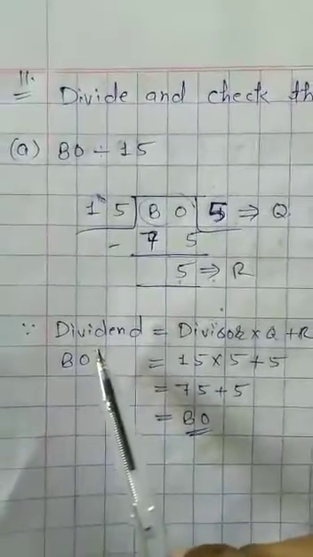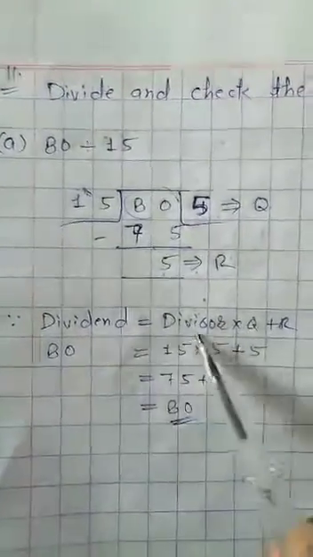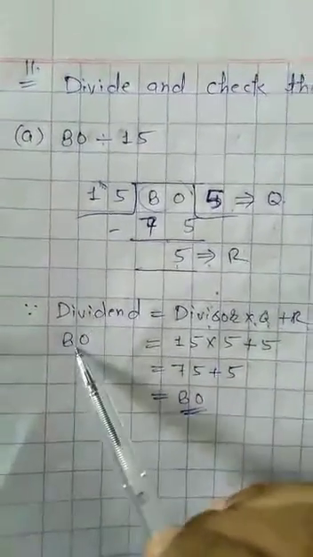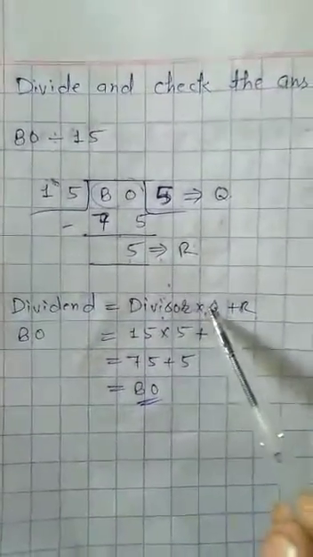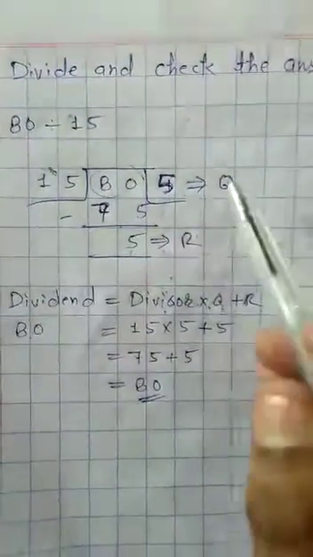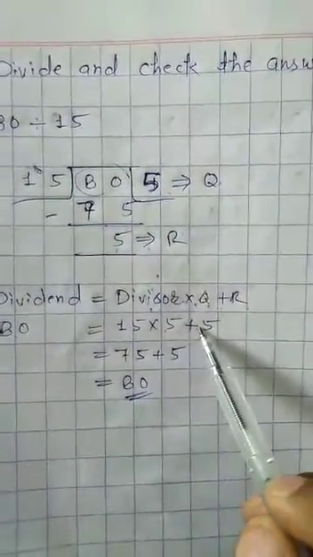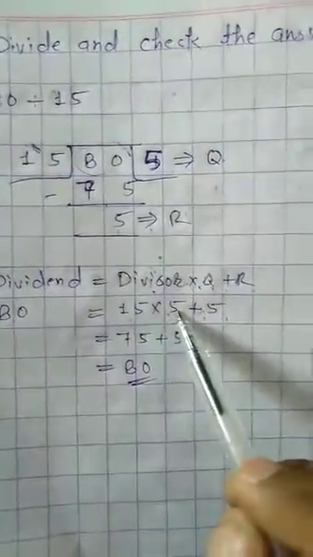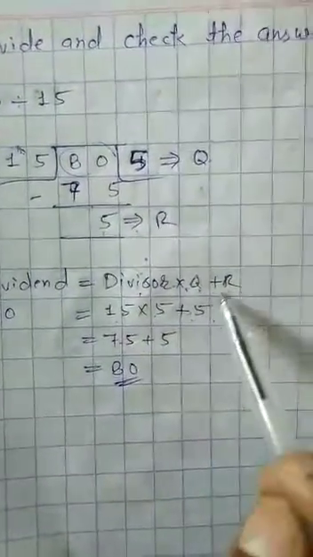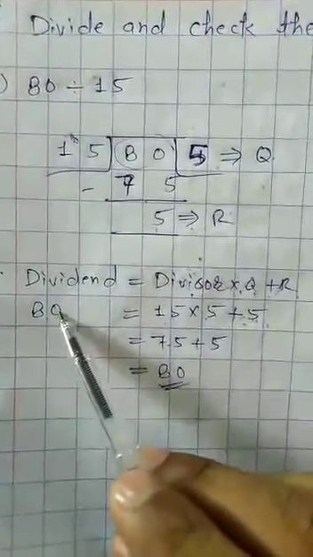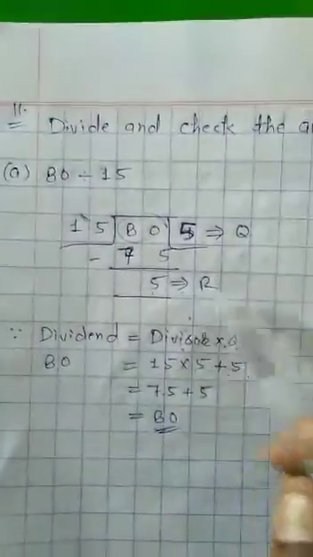Now we know very well the formula to check the division. Dividend equals divisor multiplied by quotient plus remainder. We will put the value: dividend equals 80. Now divisor multiplied by quotient. Divisor is 15, so we will write here 15 multiplied by quotient 5 and then we will add the remainder, plus 5. So first of all we will multiply 15 by 5. 15 5s are 75. Then we will add the remainder 5. So it will be 80, equal to the dividend. So the answer will be correct.